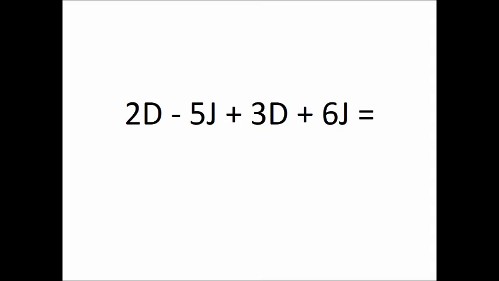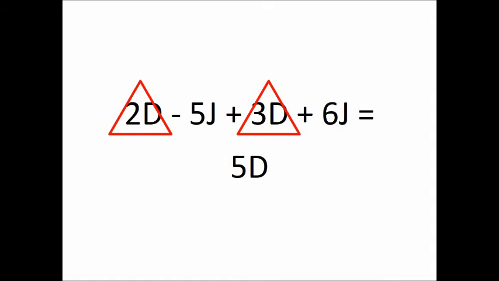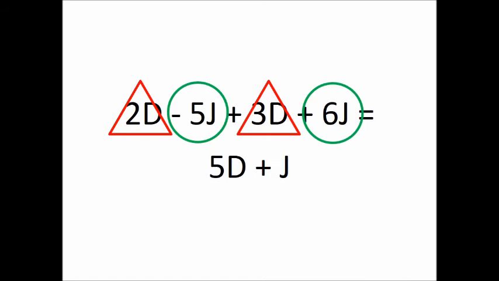So right now, again, we're going to do it. We're going to take a triangle again, and we're going to put a triangle around 2 of the variables. We have 2D and 3D. So we combined it to make 5D. Not too hard. Next part's where it gets a little bit confusing because that negative sign is in front of the 5J. So negative 5J plus 6J equals J or 1J.